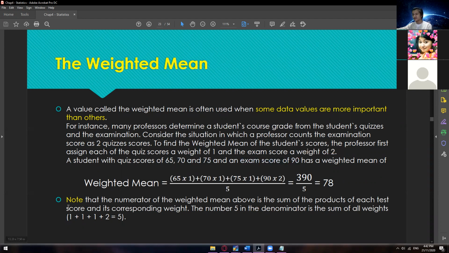This note is just telling us that the numerator of the weighted mean is the sum of each value times its weight, and the denominator is the summation of all weights, which I already mentioned.